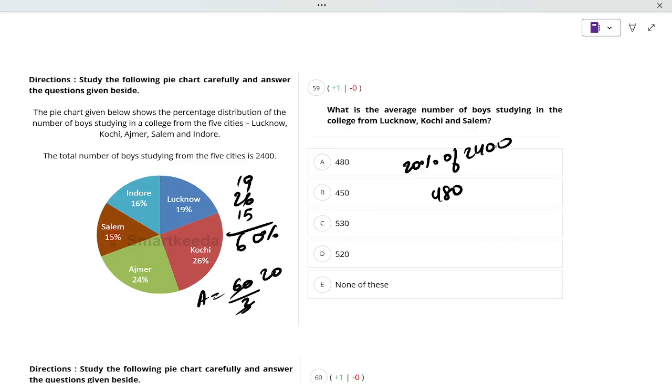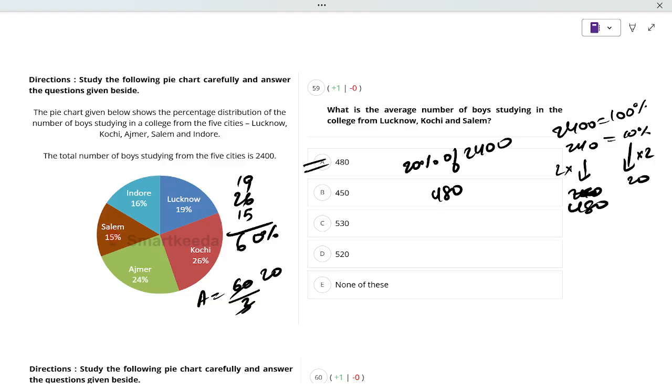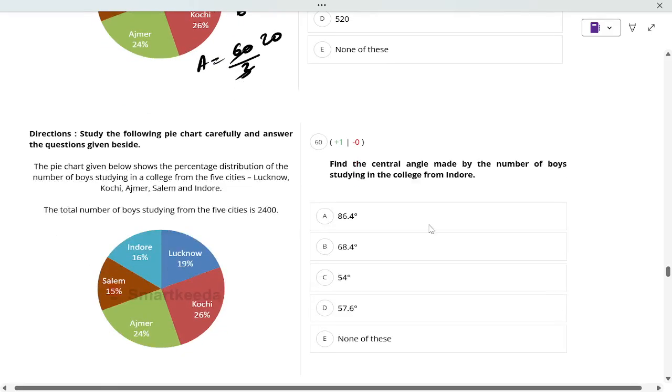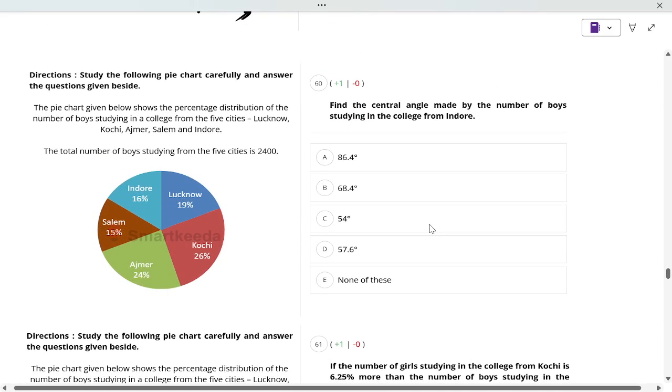Why? Because 10% is 240. 10 into 2, yes, 2400 is equal to 100%. 10% is 240, so here into 2 times will give us 20%, here into 2 times will give us 480. So 480 is the answer. So these things are very simple, right? You can crack this one in a few seconds.